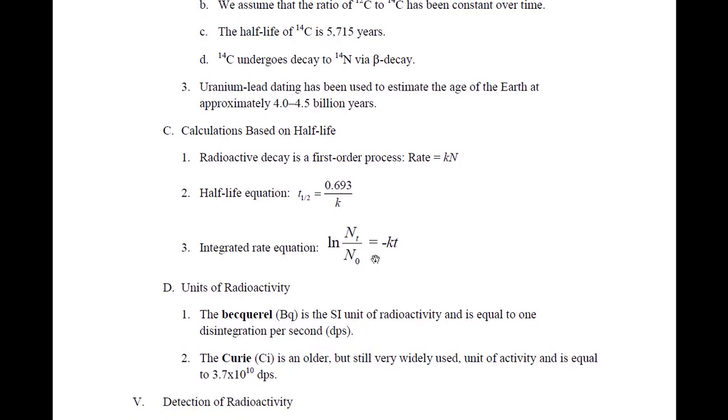Before we do, though, let's just finish this last piece here on the units of radioactivity. One unit is called the becquerel, abbreviated Bq, and that's the SI unit for radioactivity, and it's equal to 1 disintegration per second. Disintegration meaning some kind of emission, whether it be an alpha, a beta, or gamma radiation.